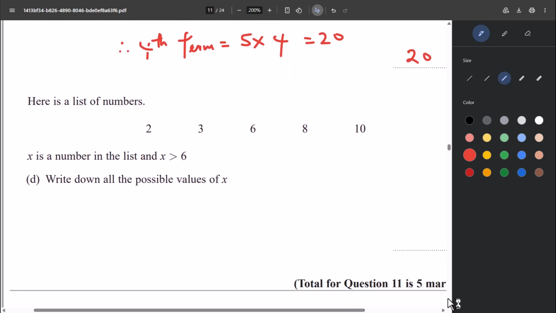And now, I think this question says, here is a list of numbers. We got the list on the screen. And we know that x is a number in the list that is greater than 6. What are the possible numbers? From this list, the numbers greater than 6 definitely are 8 and 10, because these numbers are greater than 6.